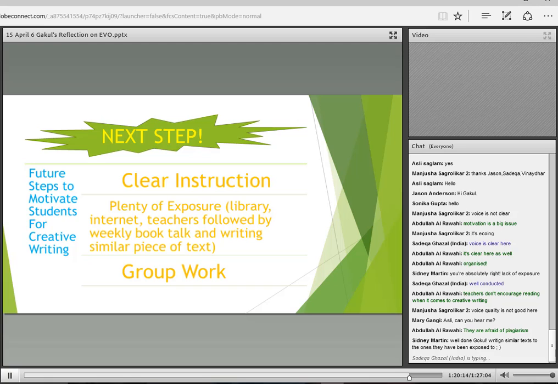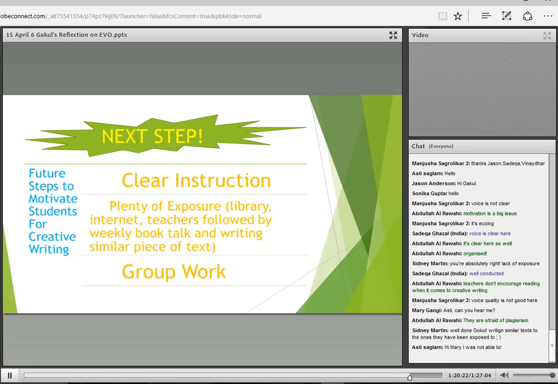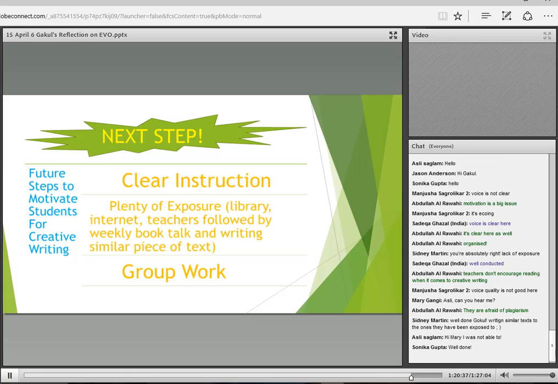So then after that, we can assign the students similar kinds of writing tasks. So if they have read the stories, we can ask them to write the stories. And if they have read the essays, we can ask them to write similar essays. So we can assign them this kind of tasks, and this will surely motivate students in the writing tasks.